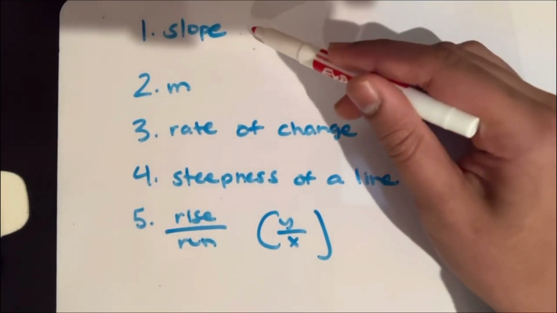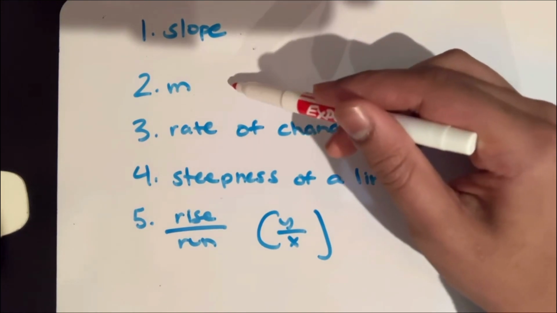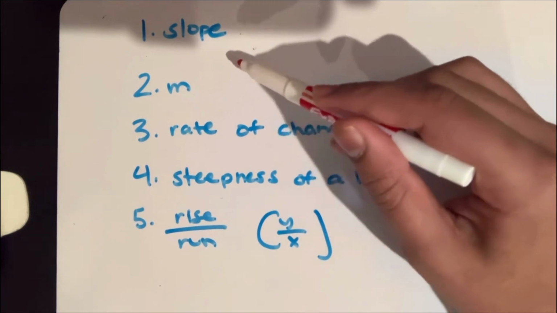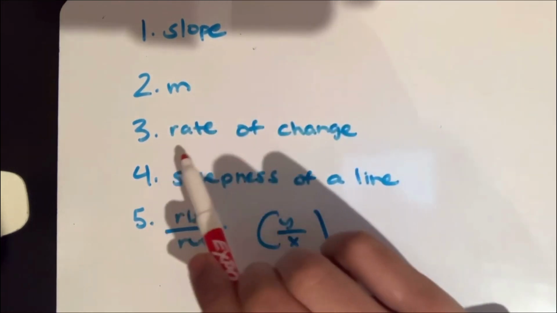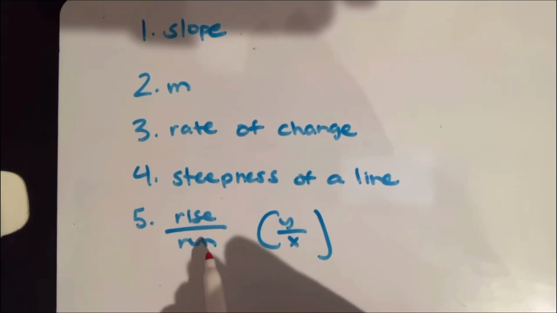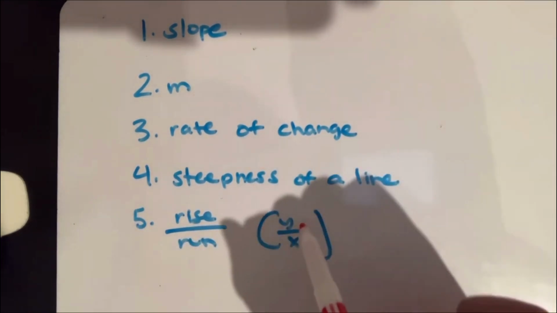Number 1 is slope. Number 2 is variable m. Variable m represents slope in equations. Number 3 is rate of change. Number 5 is rise over run, which can also be known as the y value over the x value.